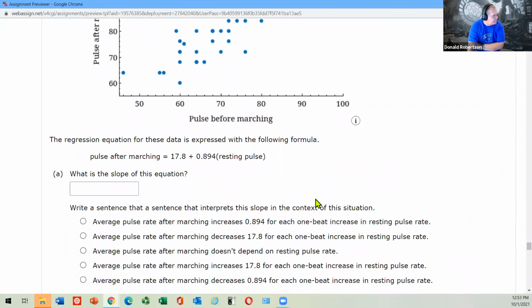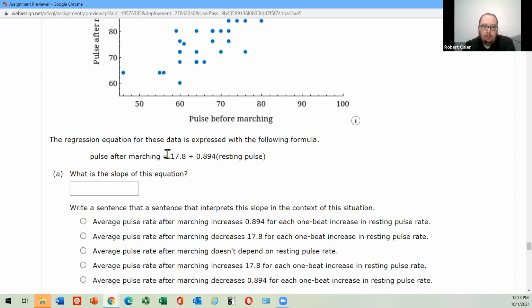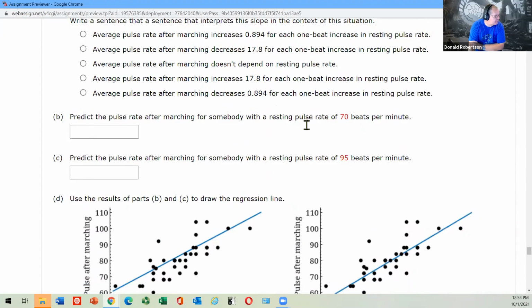Okay, I've got this one in front of me. It's to do with pulse rate. Looking at this equation here, what is the slope? 0.894. Right. Isn't that always the number next to the explanatory variable? What's the y-intercept here, if they bother to ask you? 17.8. Right. So we're comfortable that the number on its own is the y-intercept. The number next to the variable is what we would describe as being the slope.